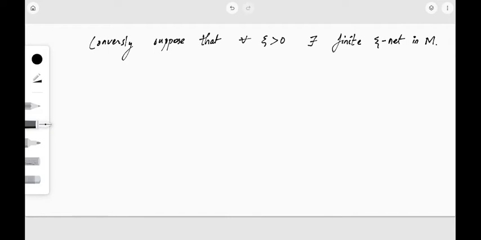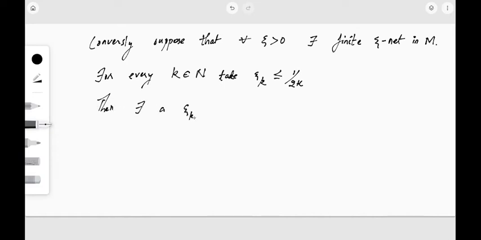Now suppose for every k belonging to N, let us take epsilon k to be less than or equal to 1/2^k. So let us choose this epsilon k in such a manner. Then there exists an epsilon k net in M, right? Because for every epsilon there exists a finite epsilon net, so for epsilon k also there will be an epsilon k net in the space M.